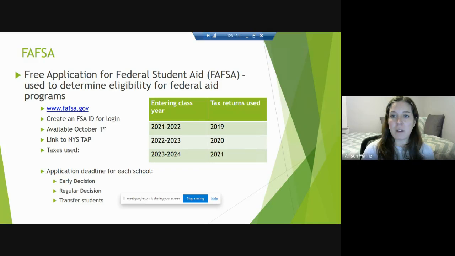In terms of the chart to the side, you'll see the tax years that correspond with the academic year. For students applying for financial aid for the 2021-2022 academic year, the FAFSA will be asking for your 2019 taxes. You cannot input alternate tax years. You're required to put the tax year that they are asking for. Now, the application deadlines for each school, for early decision, regular decision, and transfer students, are generally all around the same, but each institution will present to you their own unique deadlines for these documents to come in.